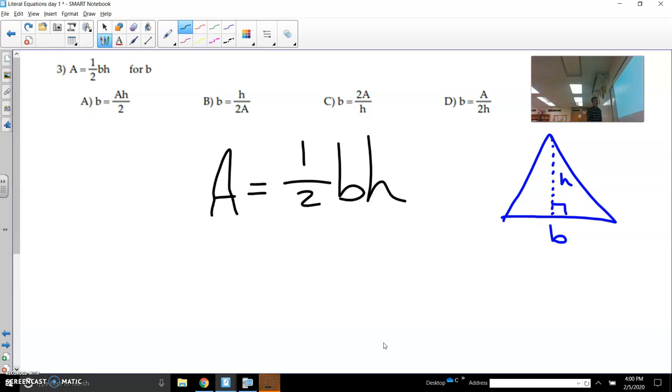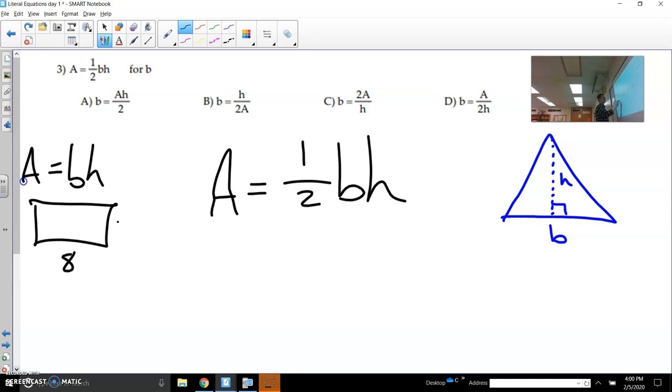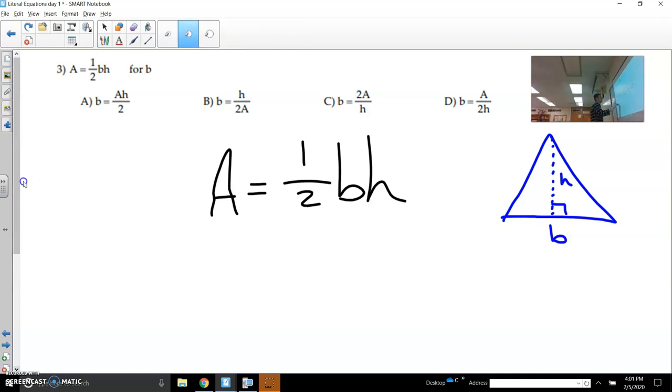So number 3, this is the area of a triangle formula. If you just had area equals base times height, that would be a rectangle. For example, if I had a rectangle with a base of 8 and a height of 2, the area would be 16 for that. But when you talk about triangles, you'd have to cut that in half a little bit. That would be why you have to change your formula with the 1/2 in front of it. But again, we're trying to solve for b. It says solve for b. And so we want to change the entire equation so that b is by itself.